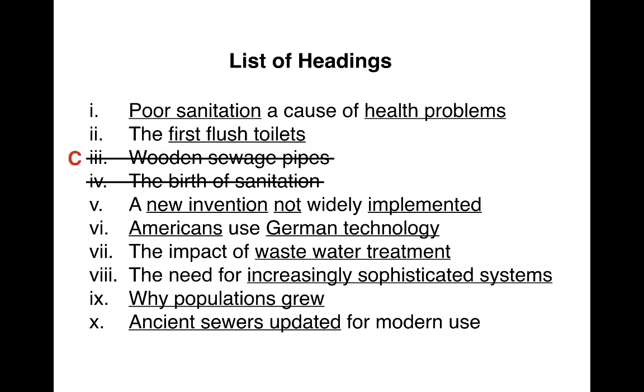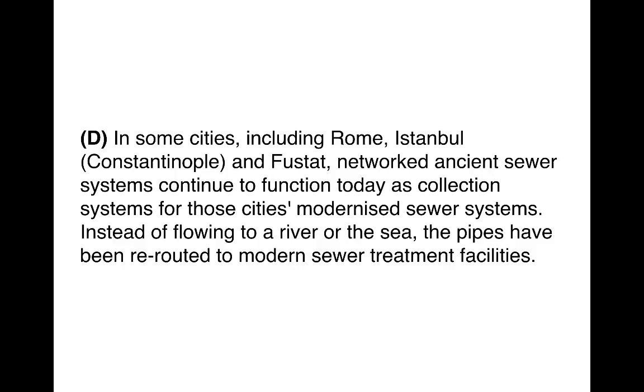Now we can cross that heading off our list and move on to the next shortest paragraph. Let's try paragraph D, and we'll read this and quickly underline the main ideas. In some cities, including Rome, Istanbul and Fustat, networked ancient sewer systems continue to function today as collection systems for those cities' modernised sewer systems. Instead of flowing into a river or the sea, the pipes have been rerouted to modern sewer treatment facilities. So to summarise, in some cities, and we've got a few names, the ancient sewers still function today, and they've been rerouted to the modern facilities.